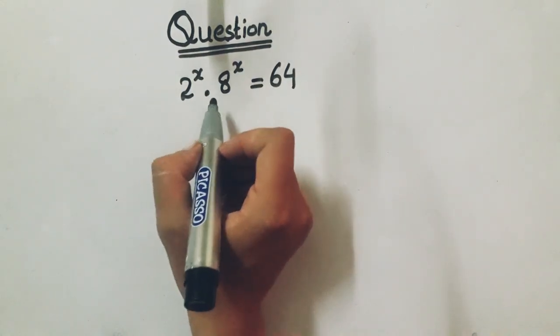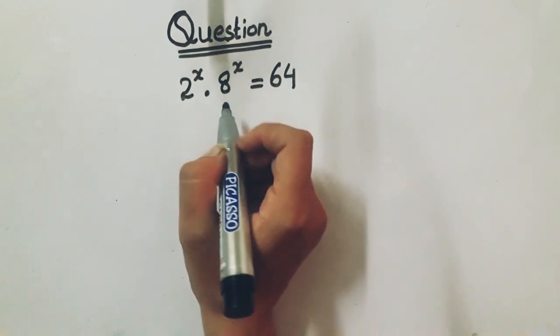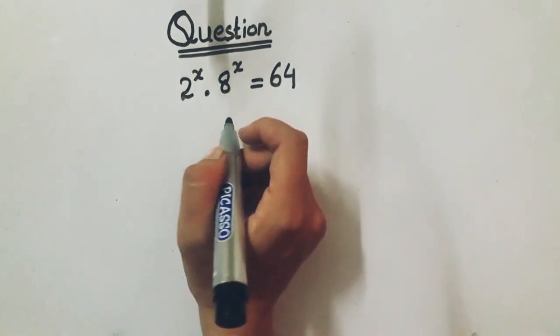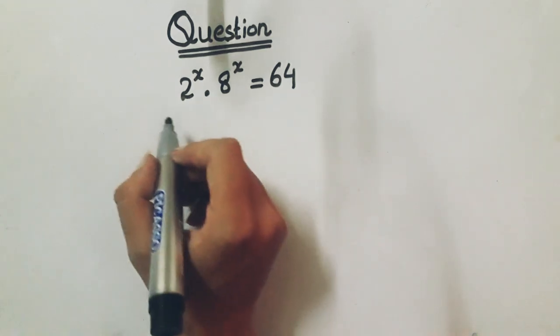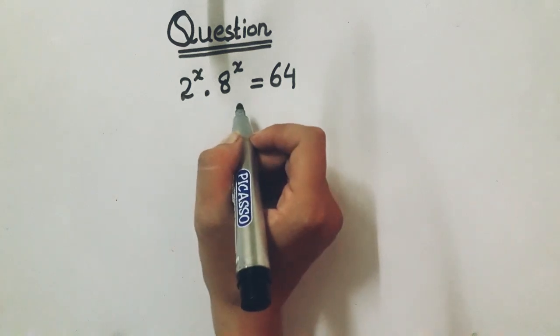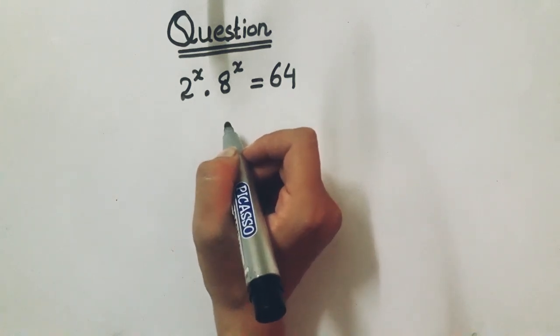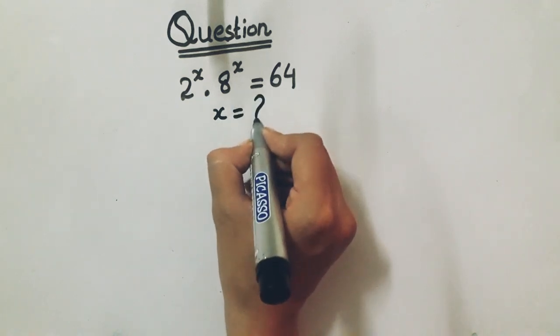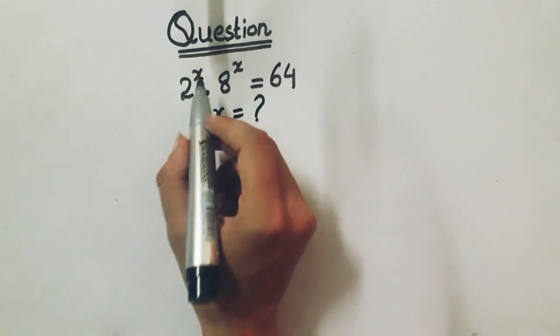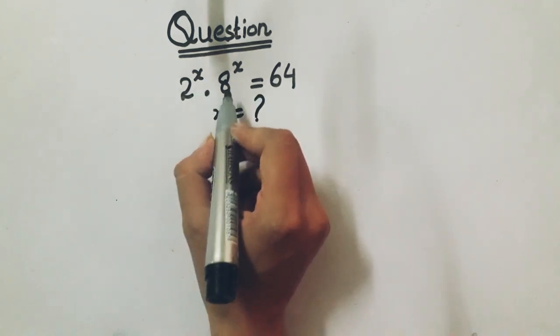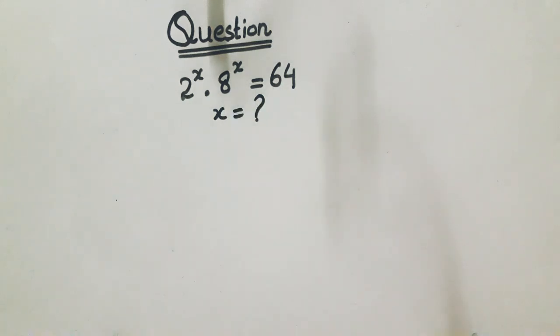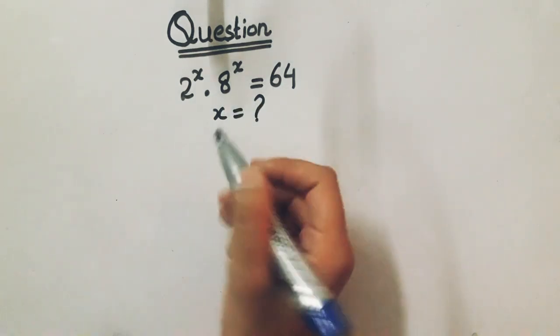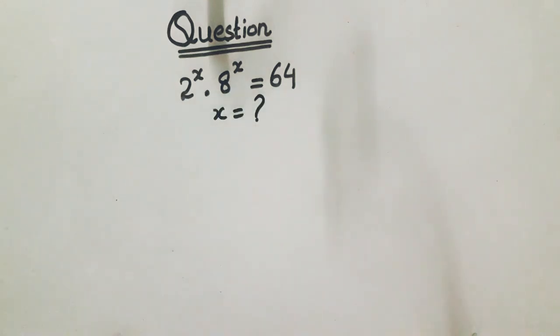Today we are solving another power and exponent equation that looks a little tricky at first. But with the right steps, it becomes very easy. The question is: solve for x. You have to find the value of x given that 2 raised to power x dot 8 raised to power x equals 64. You can see you have different numbers like 2, 8 and 64.